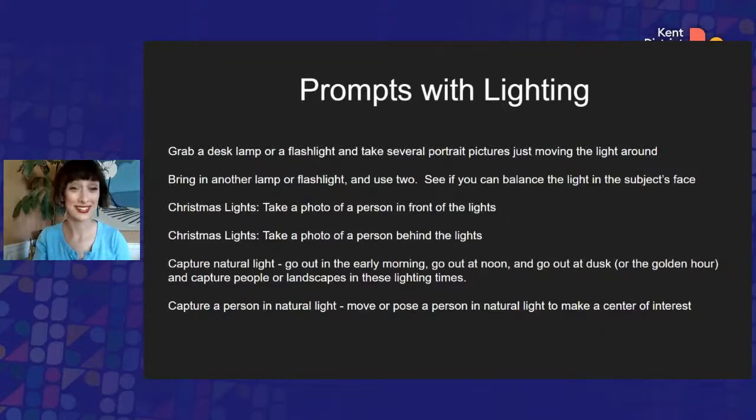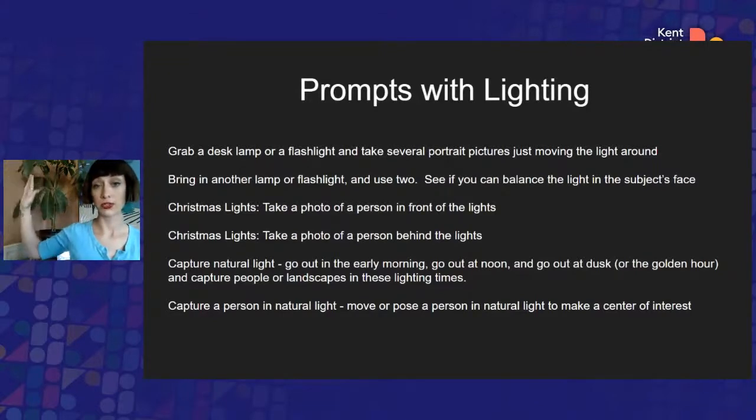So I want you to grab a desk lamp or a flashlight, and I want you to take several portrait pictures, even if they're just selfies, and I want you or the subject to be still. And I just want you to move the light around and observe how that changes. Can you achieve the Rembrandt triangle? What happens when you pull the light a little bit more this way? And so you would have this brightness here and this darkness here.